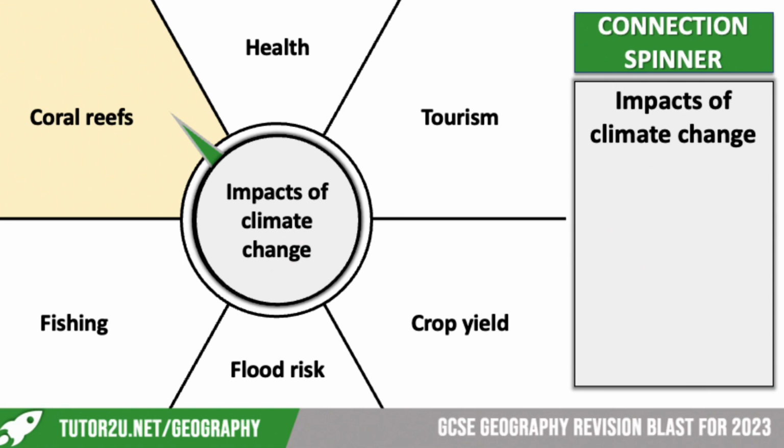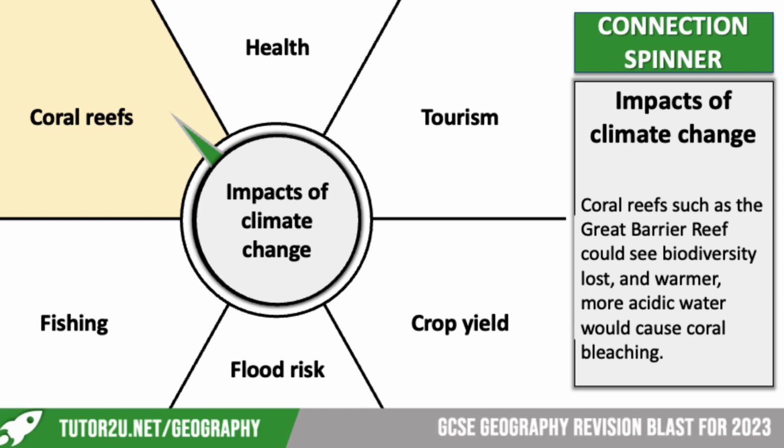So we've landed on coral reefs. How are coral reefs going to be impacted by climate change? If you need to pause the video to give yourself a bit of time to think, please do. Let's reveal the answer. So coral reefs such as the Great Barrier Reef could see biodiversity loss, and warmer, more acidic water could cause coral bleaching. So coral bleaching is where the coral looks white, it's pretty much died off.